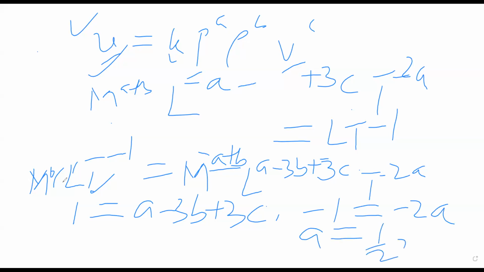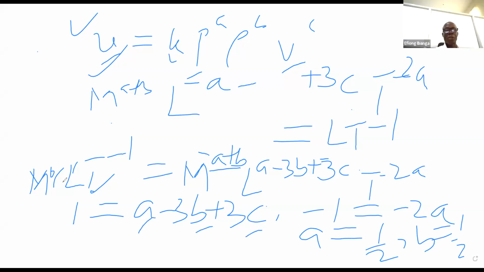And that means, since a is equal to b, b is also equal to half. So we have half here, half here. Then we can now find what c is, isn't it? All you need to do, I'm going to leave you there so that you can solve what is left.